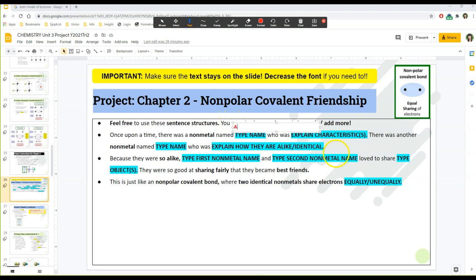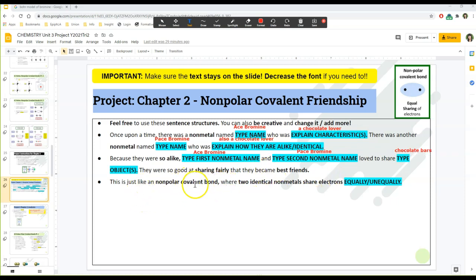So there was a nonmetal named ace bromine who was a chocolate lover. There was another nonmetal named pace bromine who was also a chocolate lover, okay? Because they are so alike, ace bromine and pace bromine love to share chocolate bars. They were so good at sharing fairly that they became best friends.